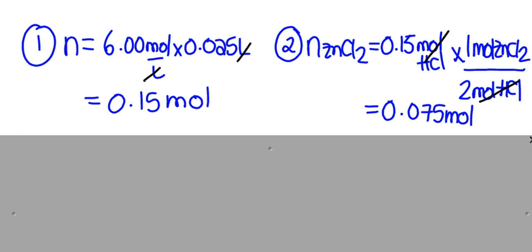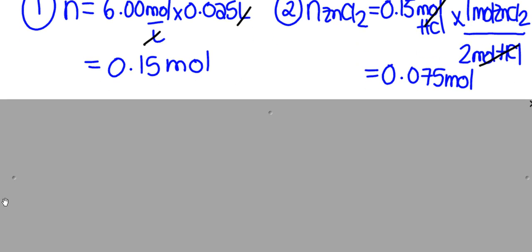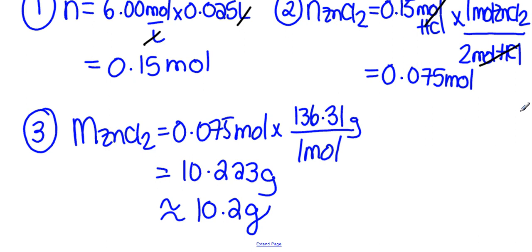Once you've done step 2, then you need to change your moles into mass using the molar mass of zinc chloride. And that again, you need your periodic table for. So looking at the last part, you've probably done this so many times now. Take our moles, multiply it by the molar mass, and we're going to get about 10.223 grams. And then for this question, we want to round to 3 significant digits in our answer. So we're going to round to 10.2 grams.